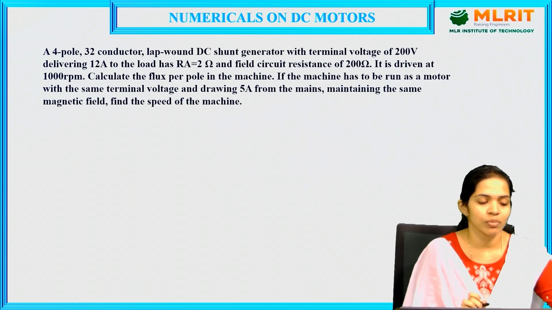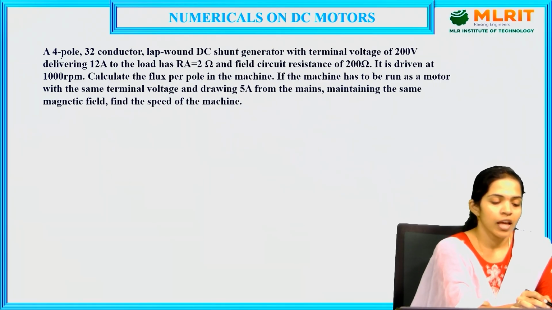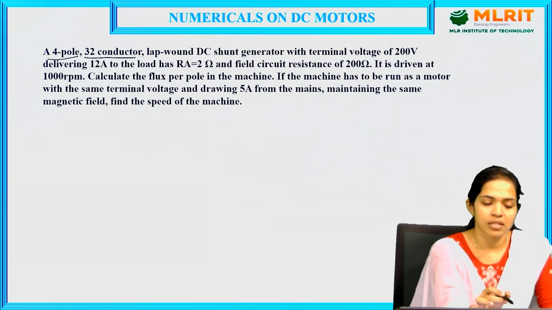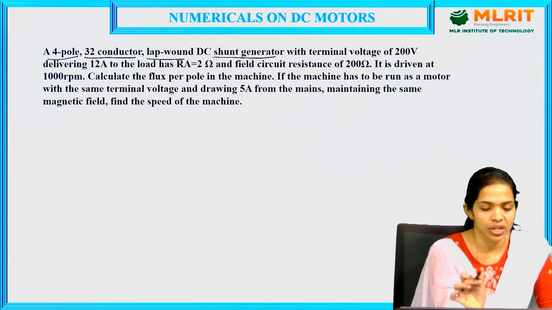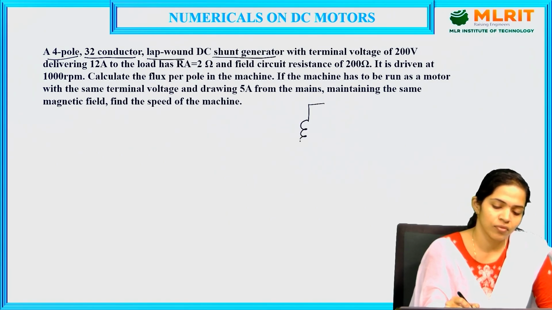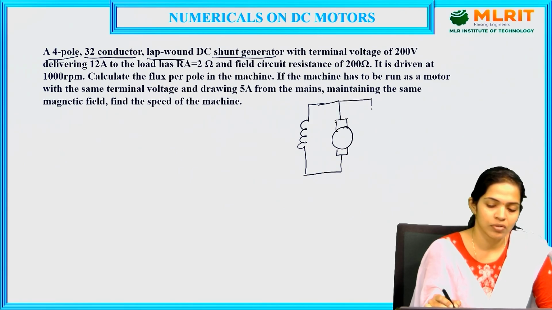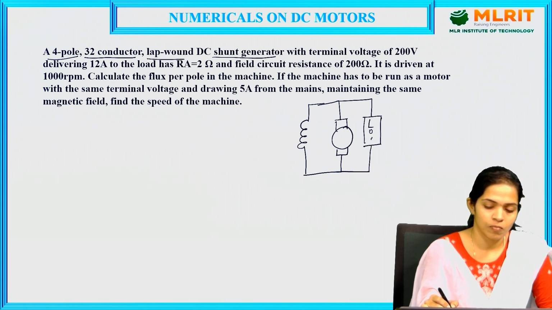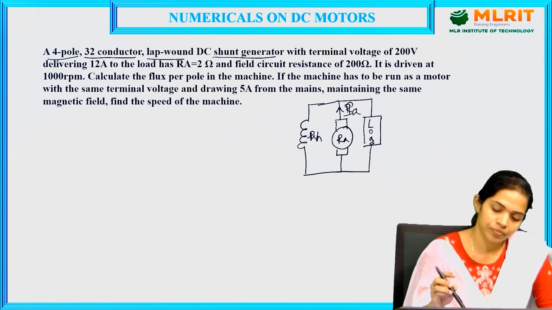Moving on to the next numerical. A 4-pole 32 conductors lap wound DC shunt generator. In a shunt generator, we know that the shunt field winding is connected in parallel with the armature, which is again connected to the load. This is the shunt field winding, the armature winding, and the armature current.